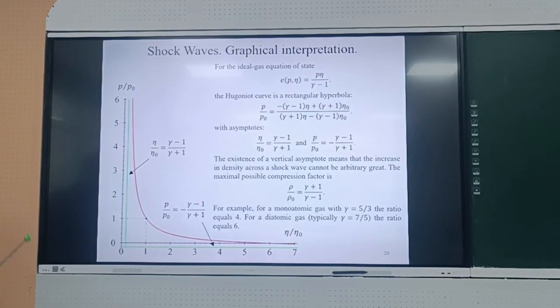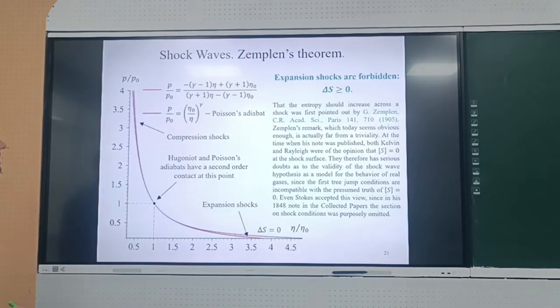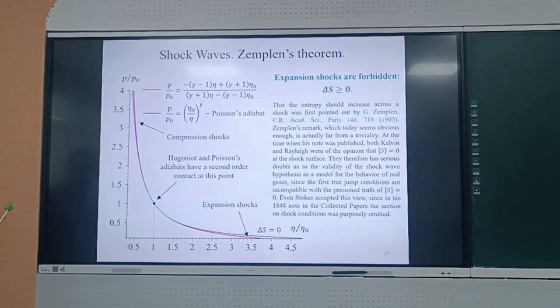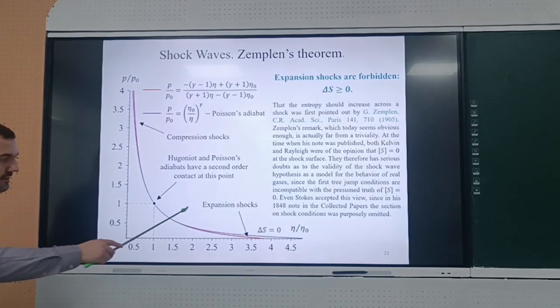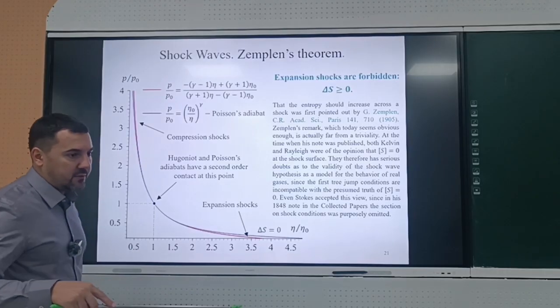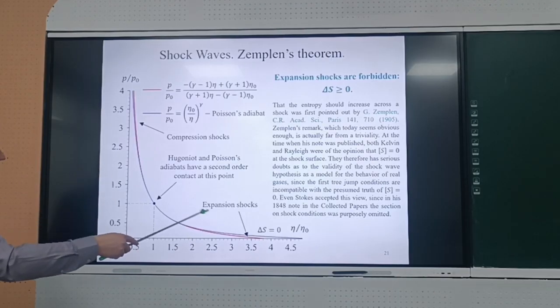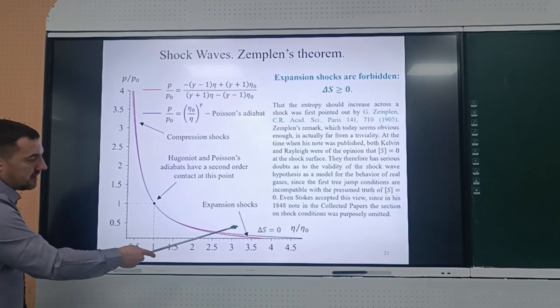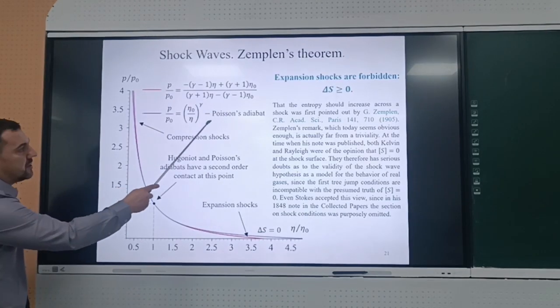Okay, let's fix this problem by taking into account the entropy inequality. What does entropy inequality mean? It means that only processes with delta S greater than or equal to 0 are possible. It means that we should add to this P-eta space the curve delta S equals 0. So delta S equals 0 is the Poisson adiabat.